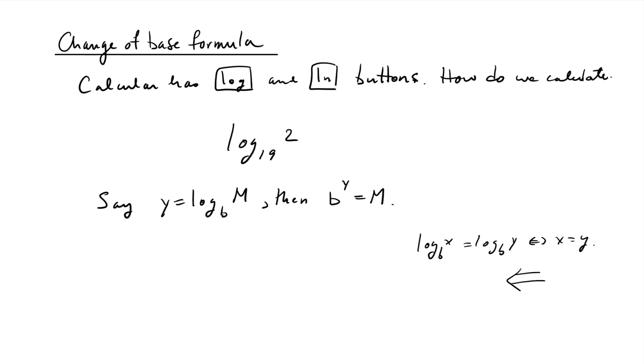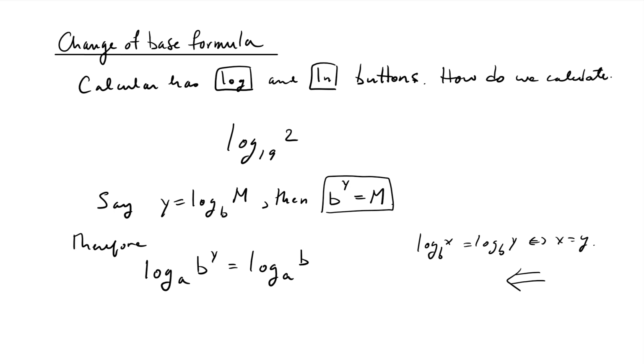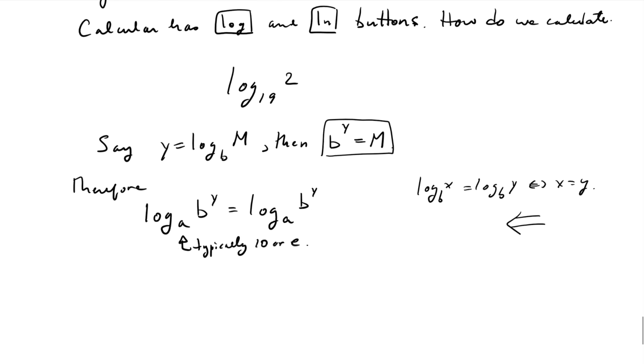Now what I will do is take the log in base a on both sides of this equation. Ultimately, a, for our needs, is going to be either e or 10, so we'll be taking log in base 10 or log in base e. But to cover both, I'm just going to write log in base a. So now I've got log in base a of b to the y is equal to log in base a of, not b to the y, but of m.